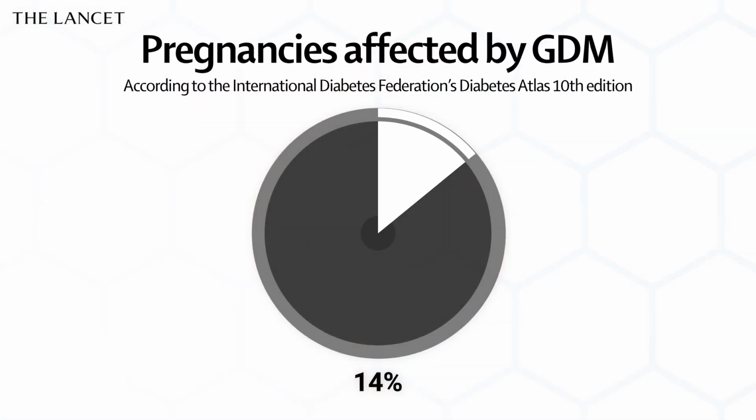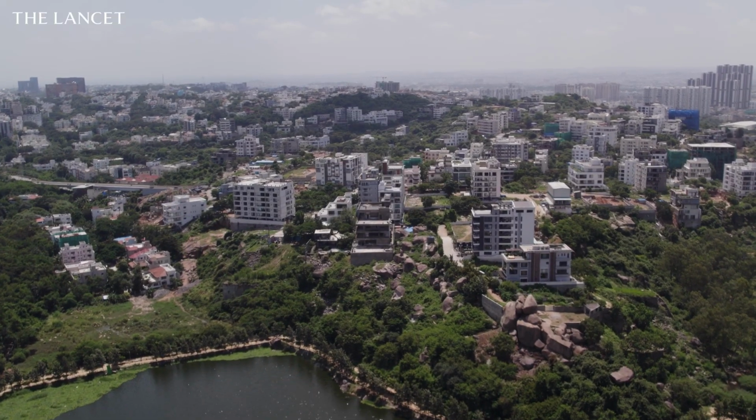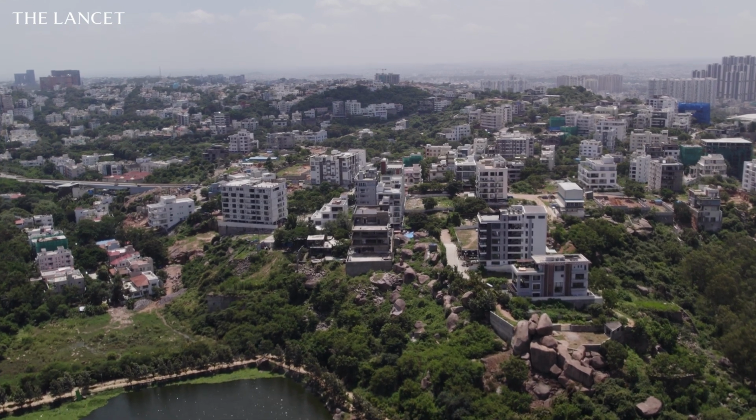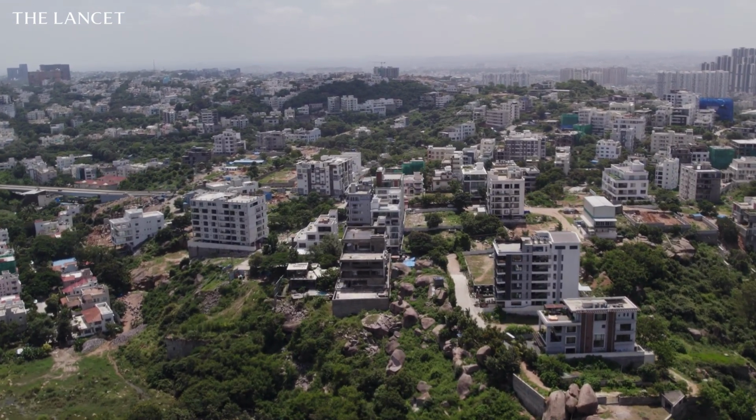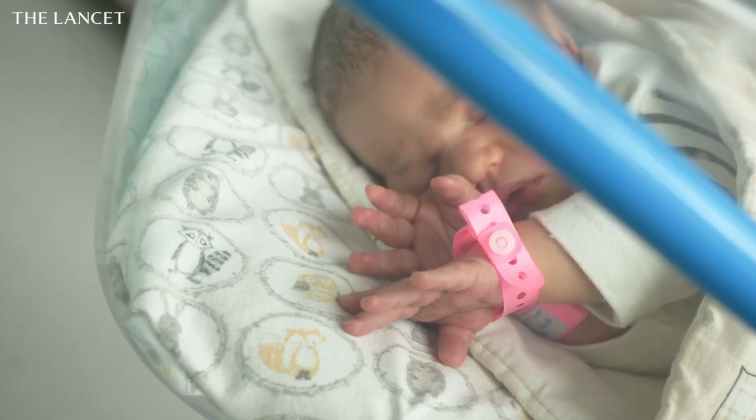However, this prevalence estimate is a combination of early gestational diabetes diagnosed before 20 weeks of gestation and late gestational diabetes, which is diagnosed after 24 weeks of gestation. Very few studies delineate between early and late gestational diabetes. This should be factored into future research.